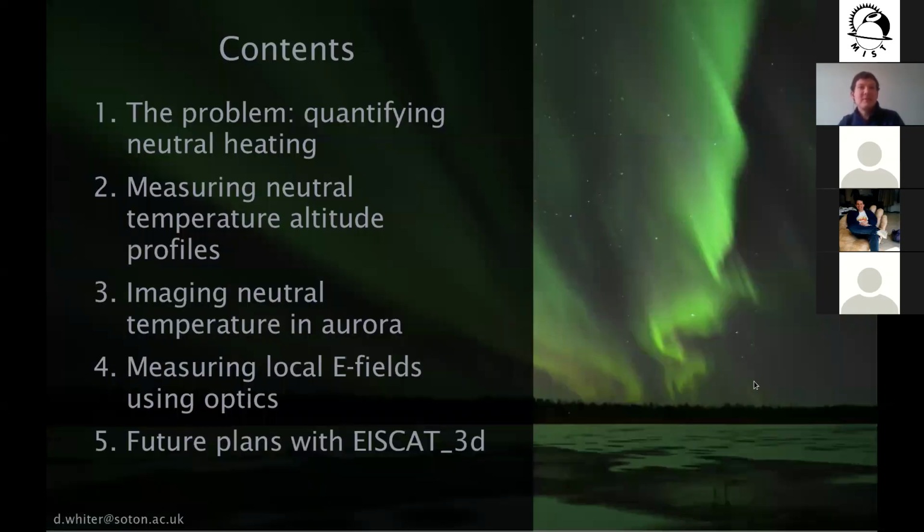So just a quick overview of what I'm going to be talking about. I'll set out what the problem is we're trying to address and why we should quantify neutral heating. And then there's three different studies we've been doing using optical instruments. So firstly, measuring neutral temperature altitude profiles, and then imaging neutral temperature in aurora, and then measuring local electric fields around aurora. And then finally, I'll just give a very brief overview of our plans as the EISCAT 3D radar comes online later this year or next year.